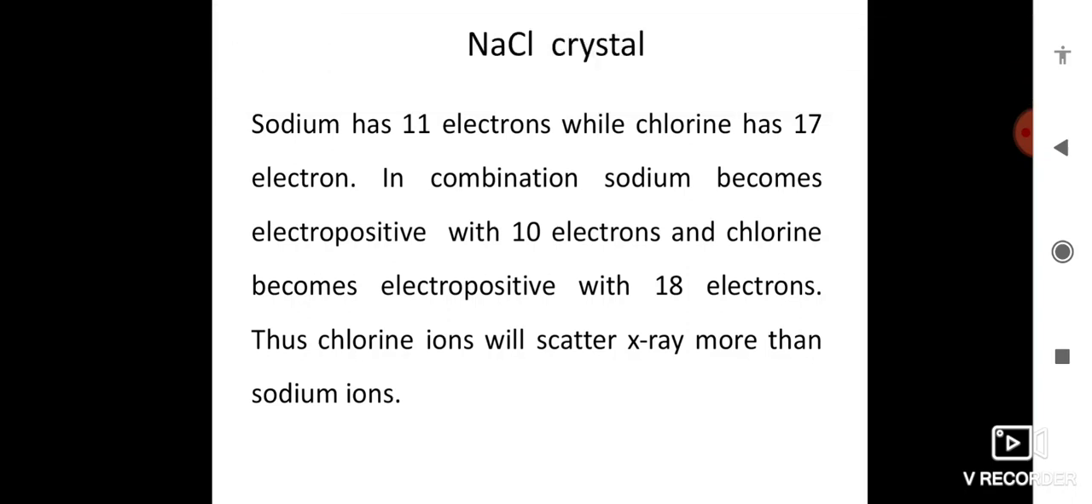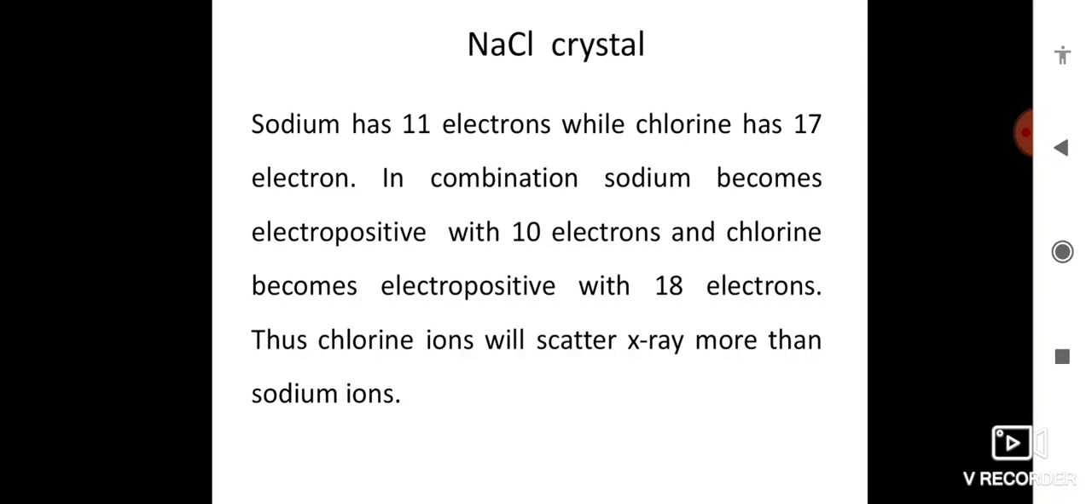Good morning to all. This is the last topic of Unit 4, that is X-ray crystallography, like the NaCl crystal. Yesterday we discussed the structure of the KCl crystal. Now we will discuss the structure of the NaCl crystal.